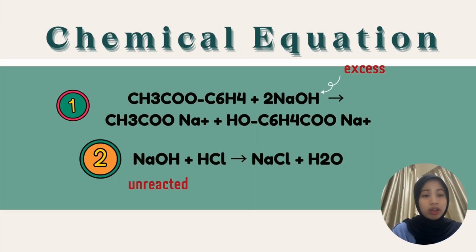The chemical equation for this process is CH3COOC6H4COOH plus 2NaOH, where the 2NaOH is the excess amount, and then we produce CH3COONa plus HOC6H4COONa. This is the first equation for this process. The second one is NaOH plus HCl, and then we produce NaCl plus H2O. And the NaOH is the unreacted.